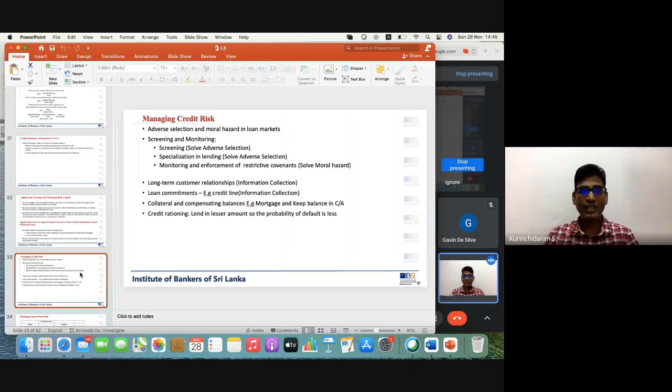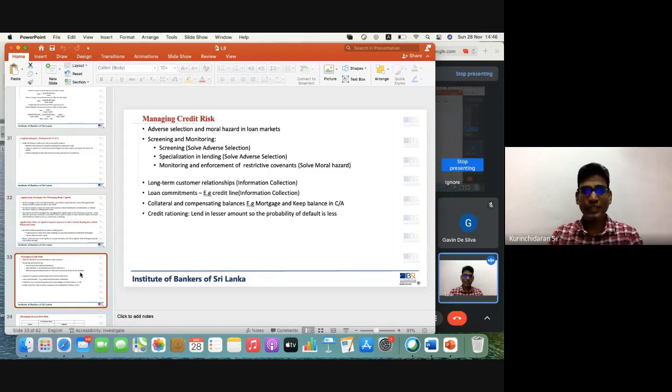And the next one, collateral and compensating balances. The bank can also ask for collateral, and at the same time, when the banks disburse a loan, they want the customer to maintain a small percentage of the money in their current account or savings account. When the current account or savings account behavior fluctuates, the banks can understand the customer's behavior. So that is what compensating balances are.